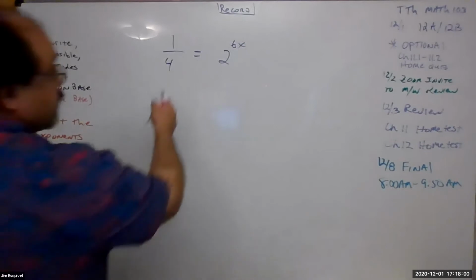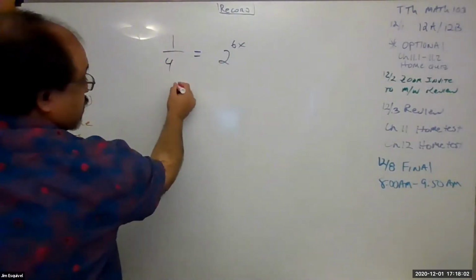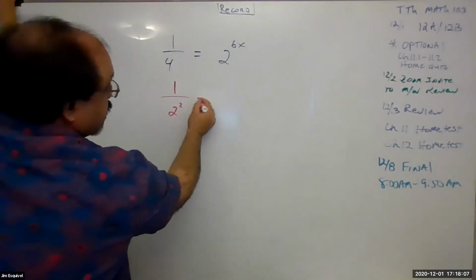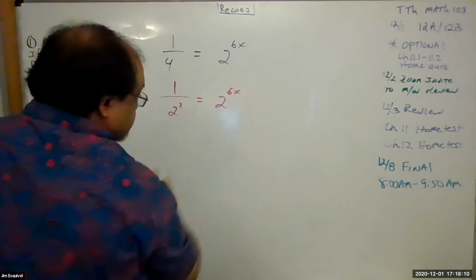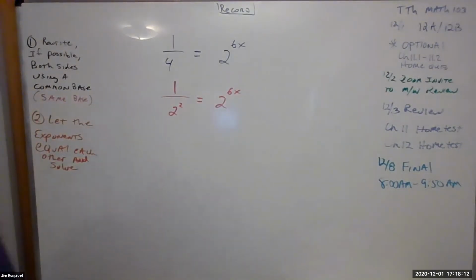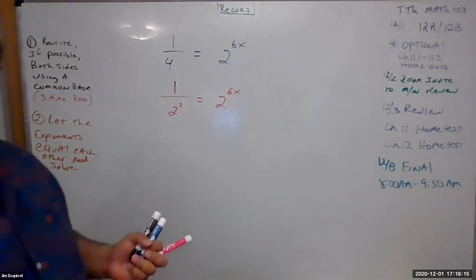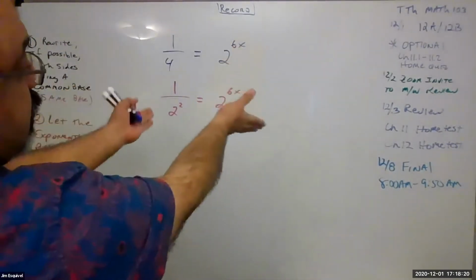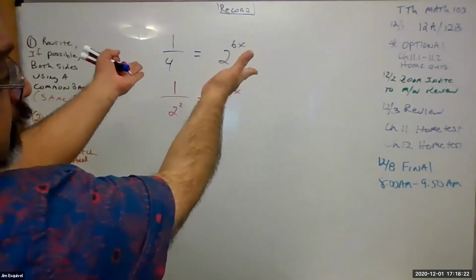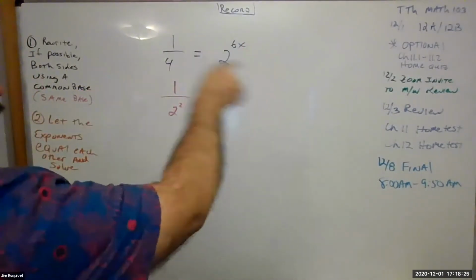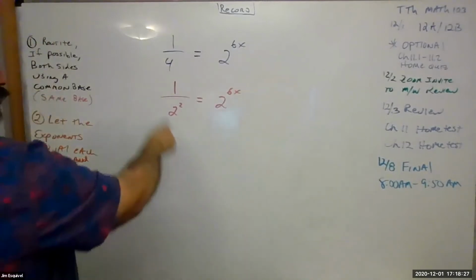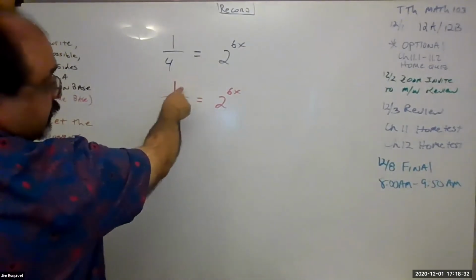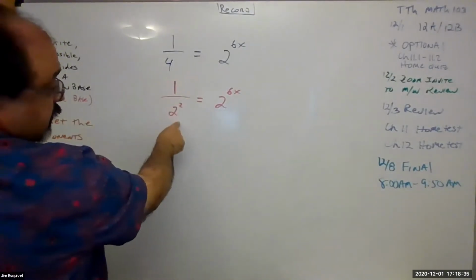But here's the problem. This is not 2. This is actually 1 over, it's in the denominator. 1 over 2 squared equals 2 to the 6x. That's not a common base on both sides. When we say a common base on both sides, they have to both be in the numerator. They have to be right across from each other. Over here I have 2 to the 6x, but over here I don't have a 2 to that power. I don't have a 2 to something. I have a 1 over 2 to something.